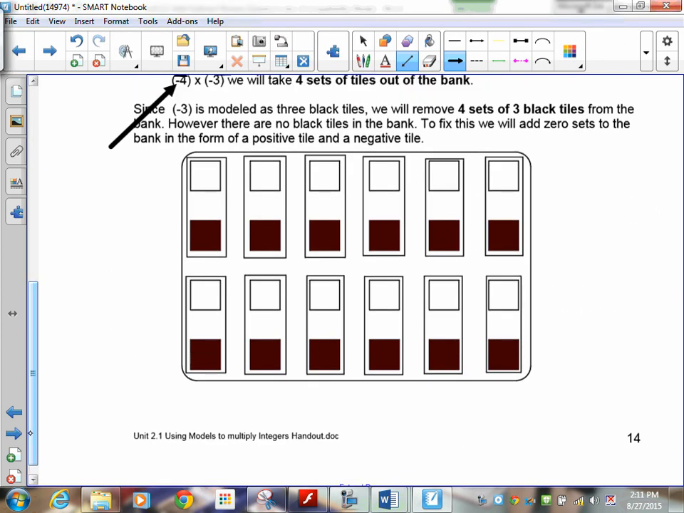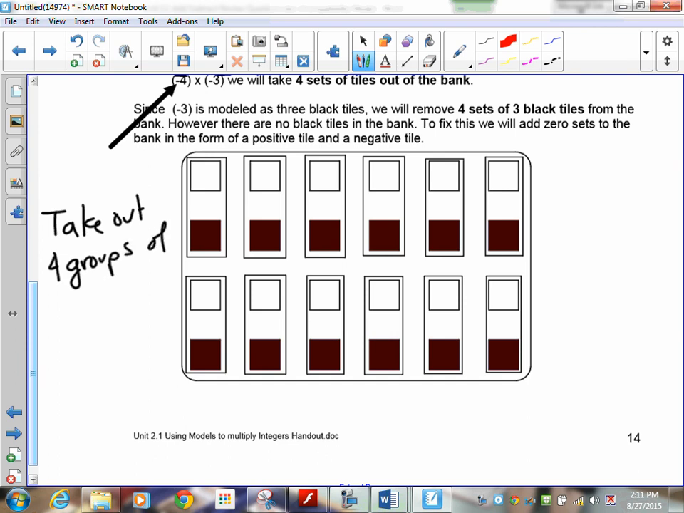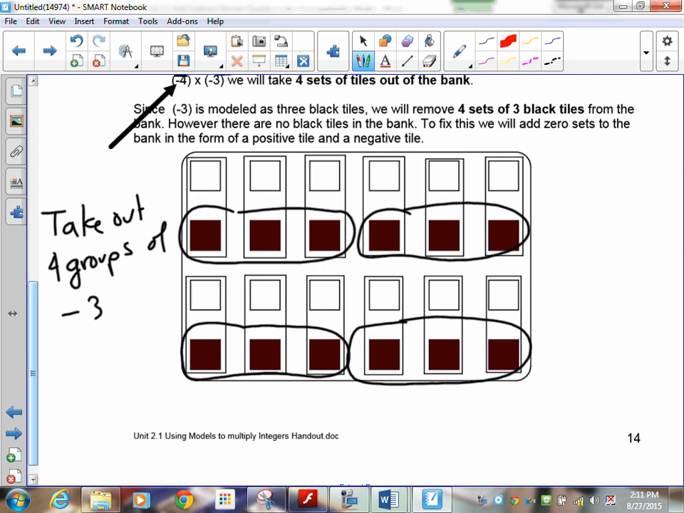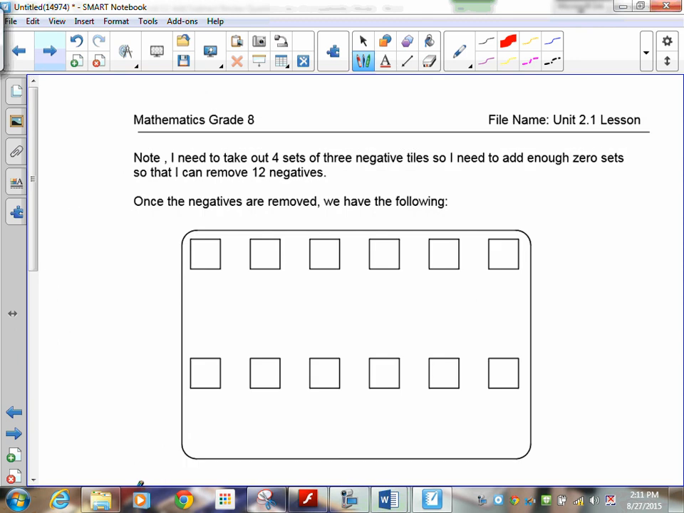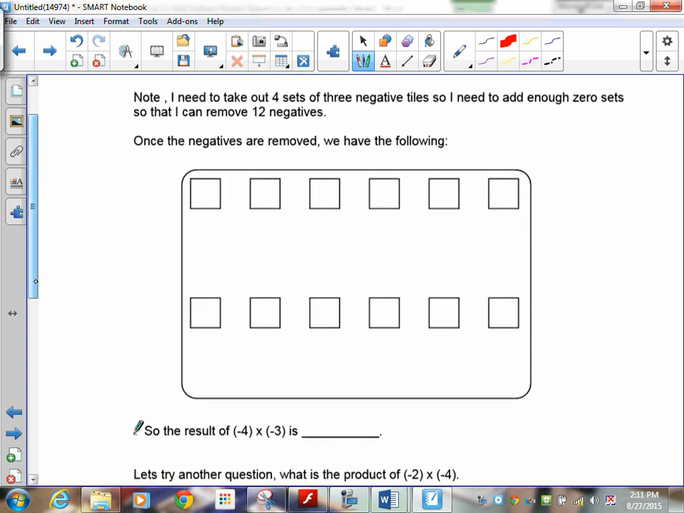Okay. If you go down here, take out 4 groups. Okay? So take out 4 groups of negative 3. Here's a negative 3. Here's a negative 3. Here's a negative 3. Here's a negative 3. Count the groups. How many do I have? 4. Now, if I take them all out, what will be left? Well, it'll look like this. Negative 4 times negative 3 equals positive 12.